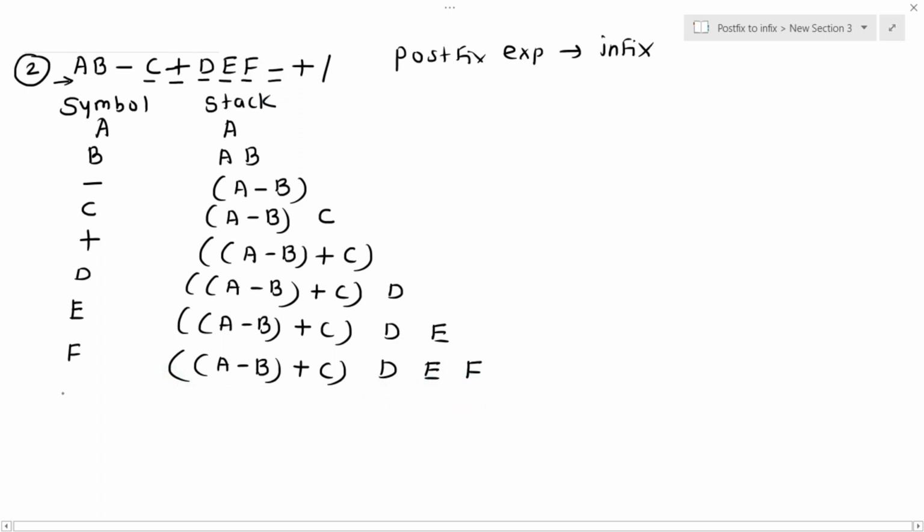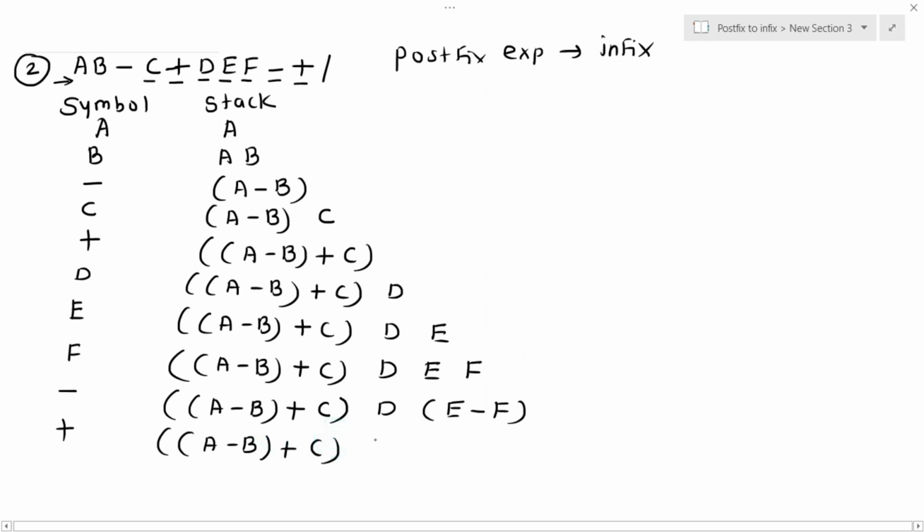The next symbol is minus. So this is as it is, A minus B plus C. Now the top of the stack is E and F. So here we have E minus F. Okay, the next symbol is plus. So first operand as it is, A minus B plus C. Then we have D plus E minus F and then keep it inside bracket.